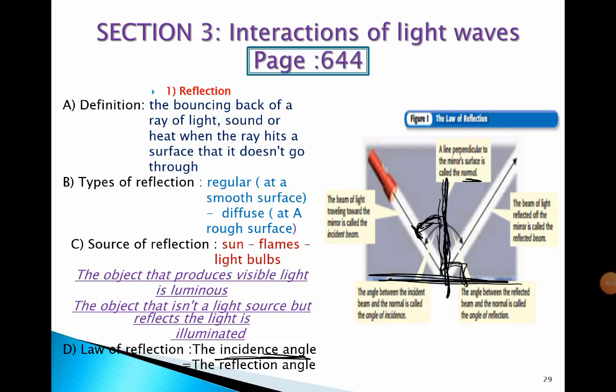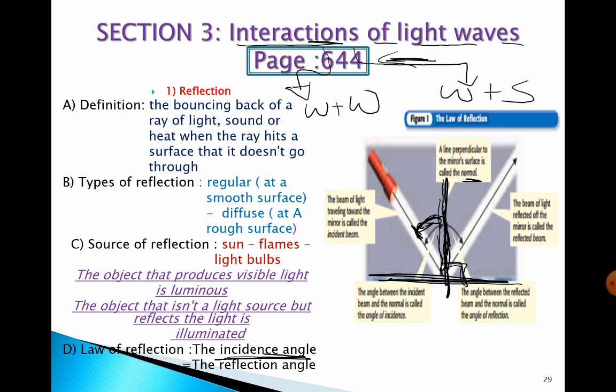Please open your book, page 644. Our lesson today is talking about the interactions of light waves. Interactions of waves can be an interaction between a wave and another wave, or an interaction between a wave and a surface.